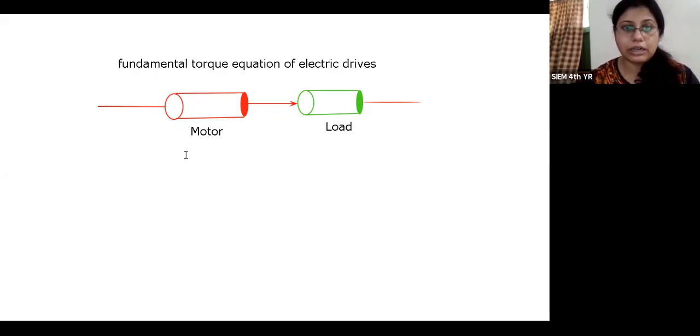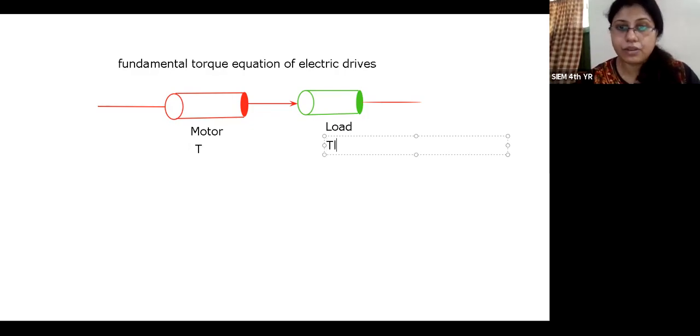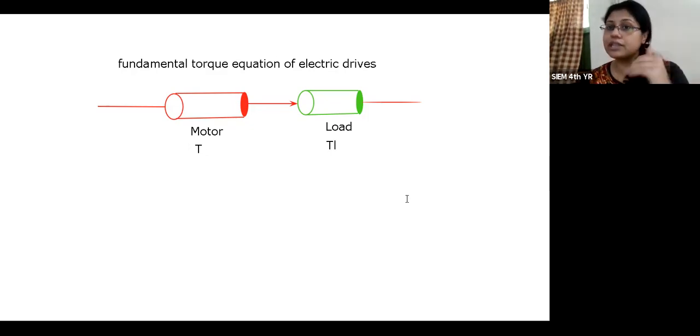Okay, first of all, I want to tell you that the torque generated by the motor is represented by capital T, that is motor torque. And the torque generated by the load is defined by TL. Okay, so TL means obviously load torque. So now as per Newton's third law, obviously we know that motor torque and load torque should be opposite with each other, right?